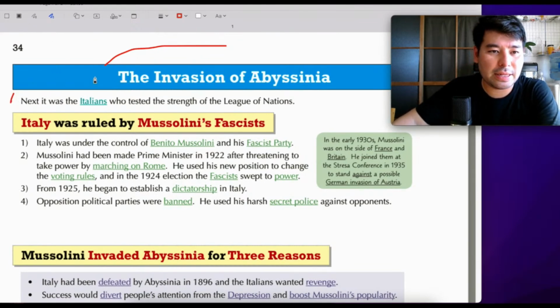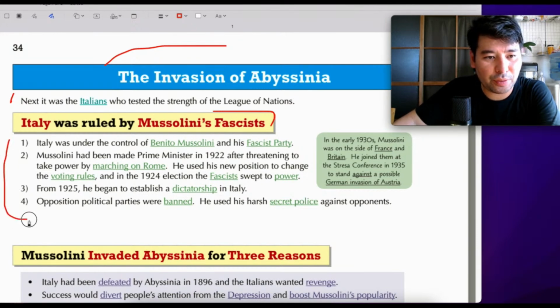So we begin here. Next, it was the Italians who tested the strength of the League of Nations. Why are we saying that? Because last class, remember, we saw that the Japanese Empire did that. So Italy was ruled by Mussolini's fascists. Do you know what fascism is? It's a kind of ideology, a government system, a way to rule. And of course, it's not a good way. We have these 4 points here, so I'm going to read each one of them. Just follow me.